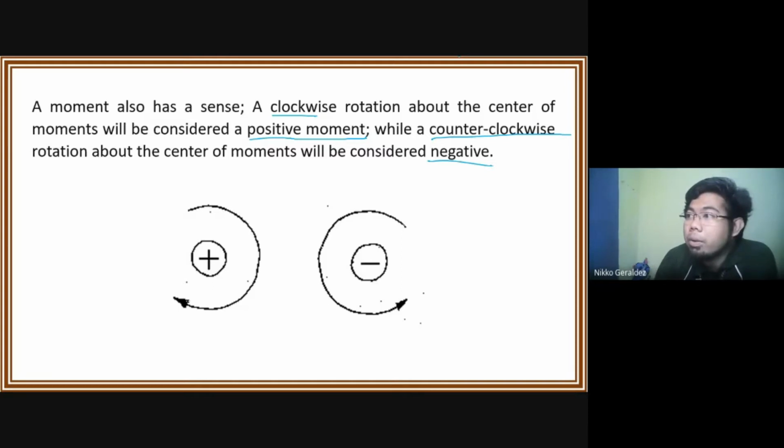Pero sa atin, for uniformity, clockwise positive, counterclockwise negative. So, makikita ko to kung susundin nyo to sa quiz and exams. Pero all throughout the discussion, clockwise positive, counterclockwise negative tayo.